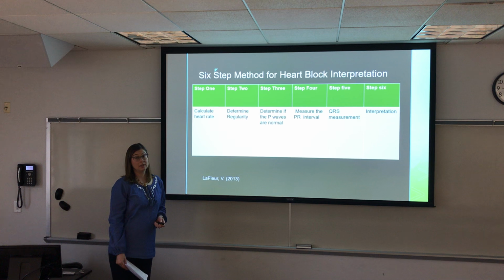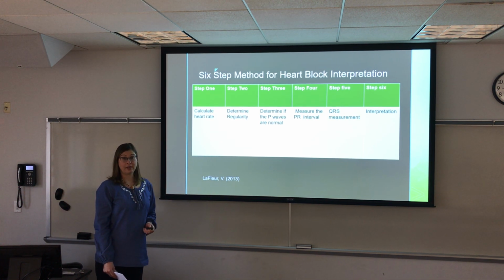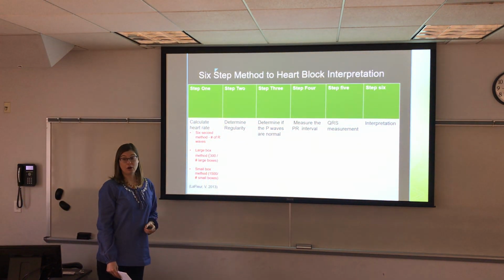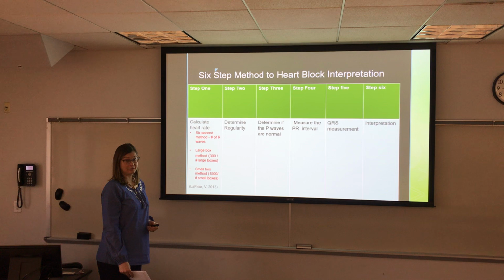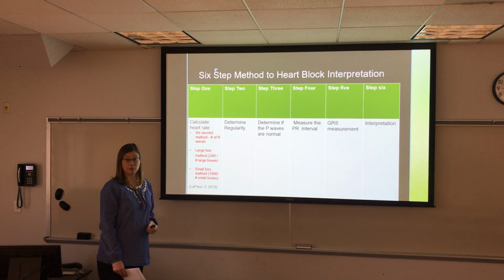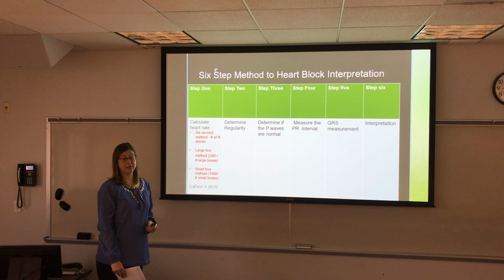So step one would be to calculate the heart rate, and you can do this in 3 different ways. First, you can count the number of R waves and multiply by 10, or you can count the number of large boxes between the R waves and divide by 300, or count the number of small blocks between the R waves and divide by 1500.